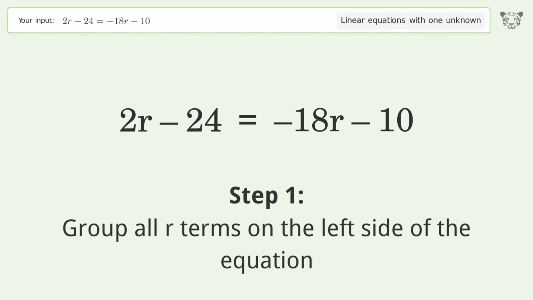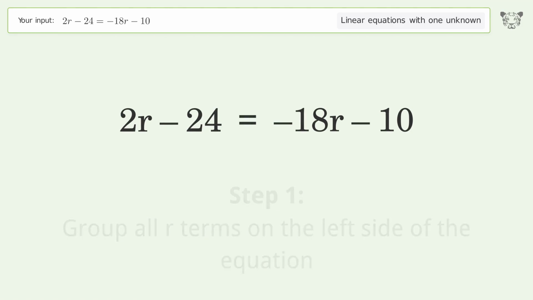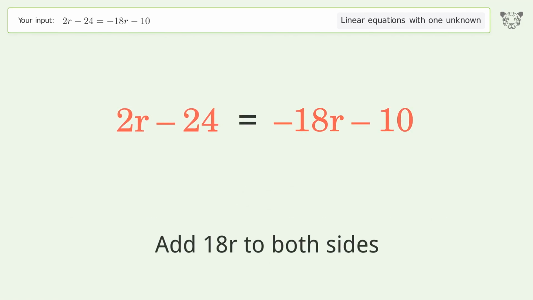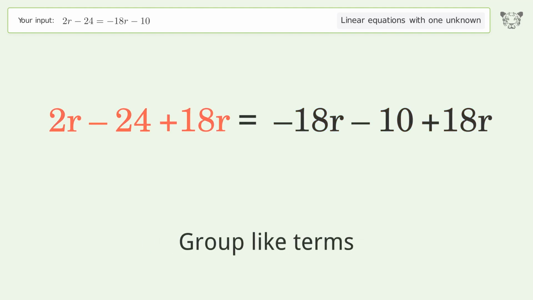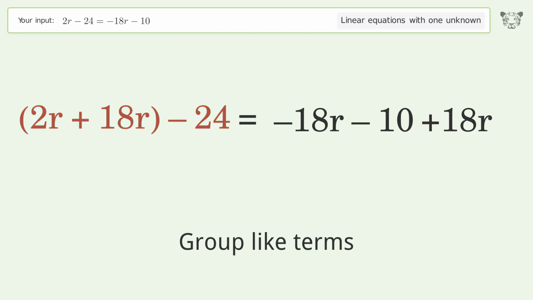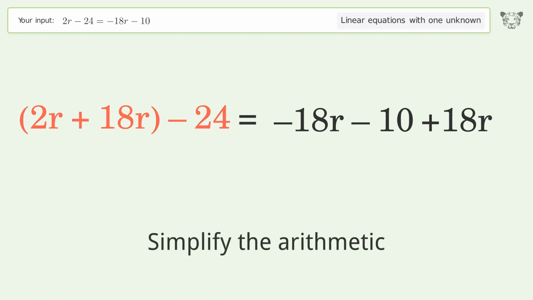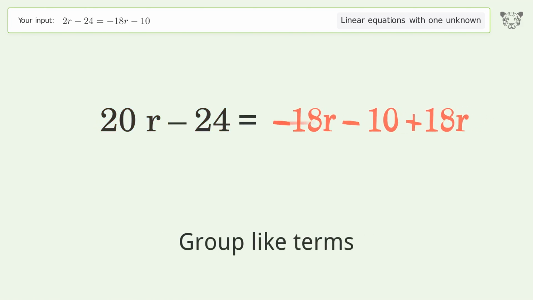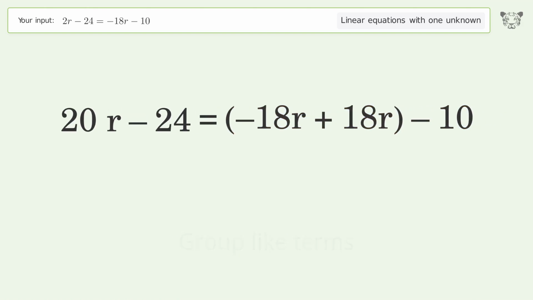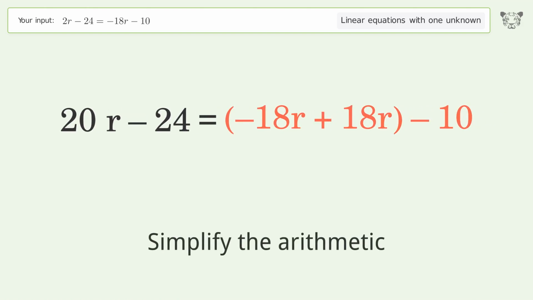Group all r terms on the left side of the equation. Add 18r to both sides. Group like terms. Simplify the arithmetic. Group like terms. Simplify the arithmetic.